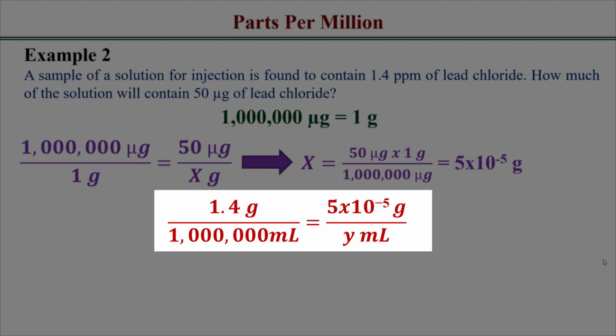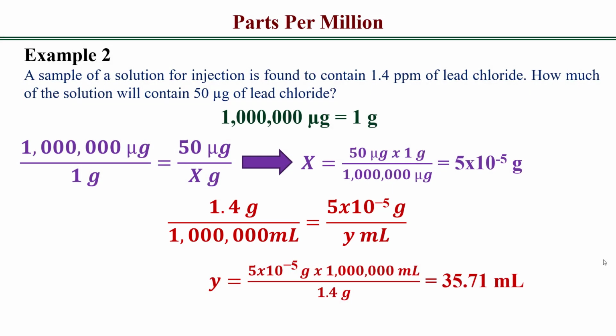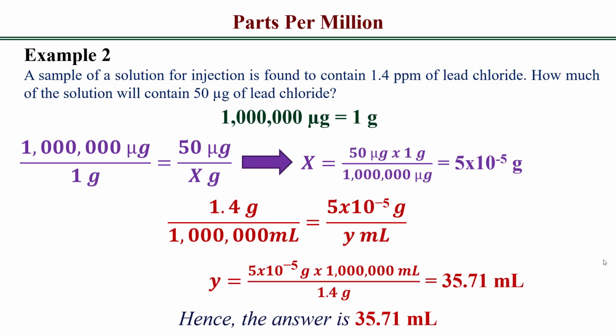And that's going to be equal to the 5 times 10 to the negative 5 grams of lead chloride divided by some given volume, which you do not know. So we can go ahead and solve for y, which is our unknown here, and y will be equal to 5 times 10 to the negative 5 grams times 1,000,000 milliliters divided by the 1.4 grams, and we end up having 35.71 milliliters. And so the answer to this question will be 35.71 milliliters.